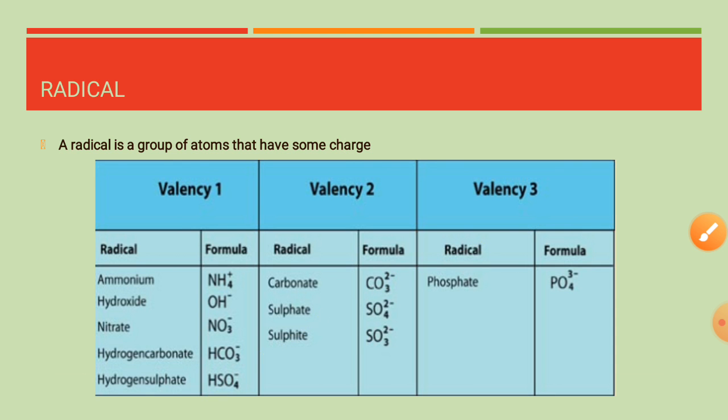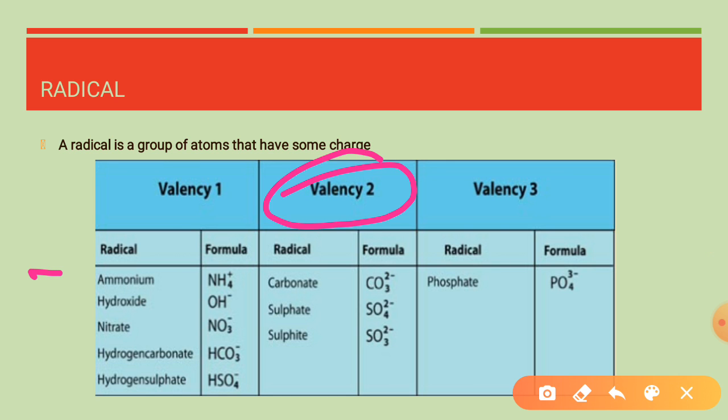Okay, now let's start radicals. A radical is a group of atoms that has some charge. Radicals with valency 1, valency 2 and valency 3. Okay, ammonium as shown has valency 1, hydroxide 1, nitrate 1. If we talk about valency 2, carbonate, sulfate, sulfide, they have valency 2, meaning they can combine with 2.